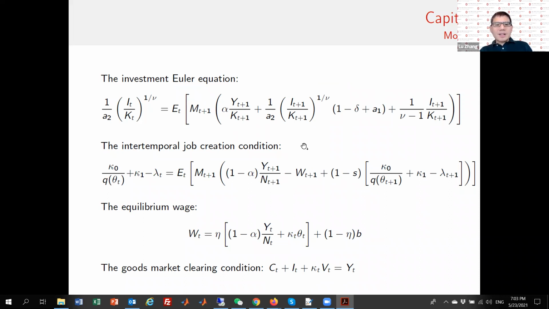Intertemporal job creation conditions, same as before. We have equilibrium wage, same as before as well, but the only difference is that instead of exogenous labor productivity xt, now the labor productivity is proportional to output share, right? So it's proportional to output. Basically, the marginal product of labor is going to depend on capital. And finally, goods market clear.